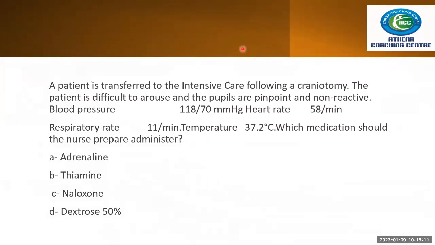Next question, you can just read the question. The patient is transferred to the intensive care unit after craniotomy. The patient is difficult to arouse and the pupils are pinpoint and non-reactive. Blood pressure is 118/70, heart rate 58 and respiratory rate is 11. Temperature is almost okay. And which medication should the nurse prepare to administer?